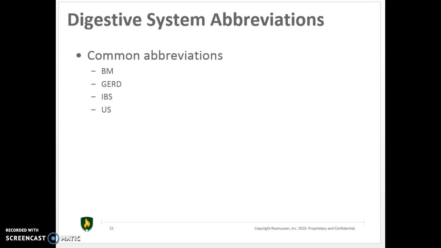Only a few abbreviations this week. So BM is bowel movement. GERD, that is heartburn. It stands for gastroesophageal reflux disease or disorder. The D in that word can go either way. Then IBS, irritable bowel syndrome, and ultrasound. I know that's not a new word for us, but US means ultrasound, and we put it in this chapter because ultrasound is a good way to find out what's going on in the abdomen if we don't have enough symptoms to make a diagnosis.